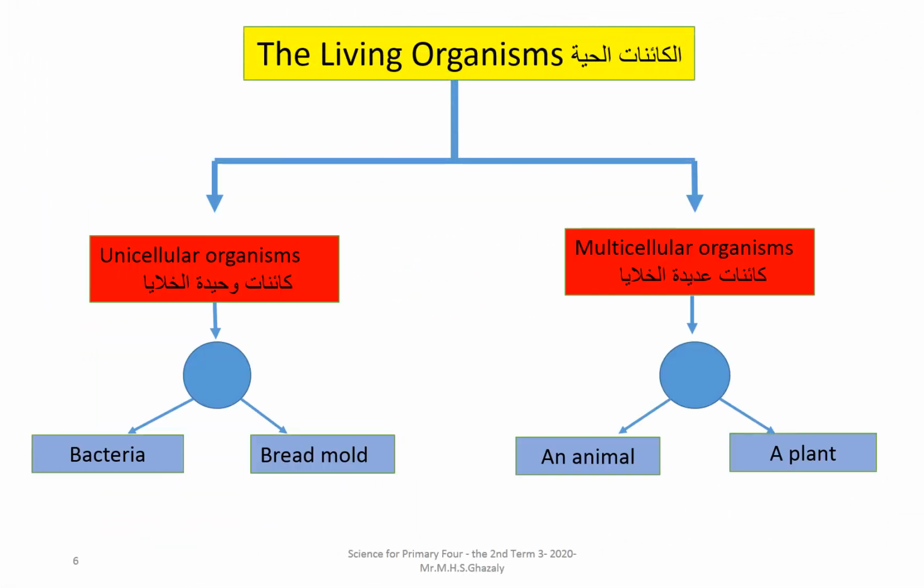The living organisms, الكائنات الحية, are classified into two types. Unicellular organisms, كائنات وحيدة الخلية. Multicellular organisms, كائنات عديدة الخلايا. Unicellular organisms as bacteria and bread mold. Multicellular organisms as an animal, a plant.